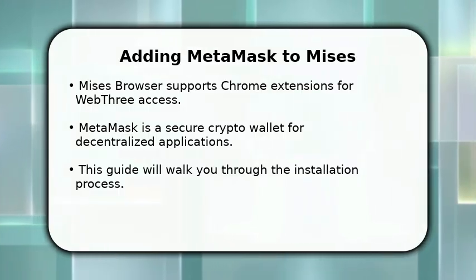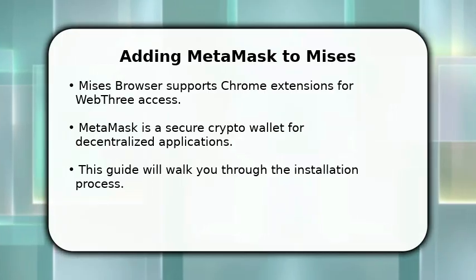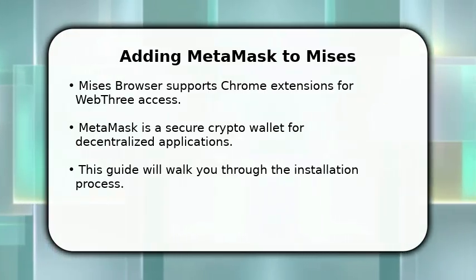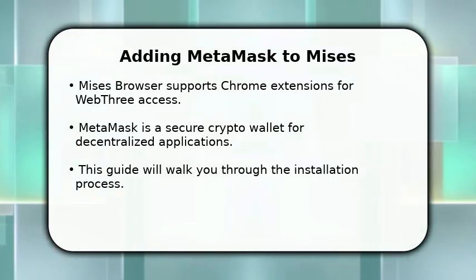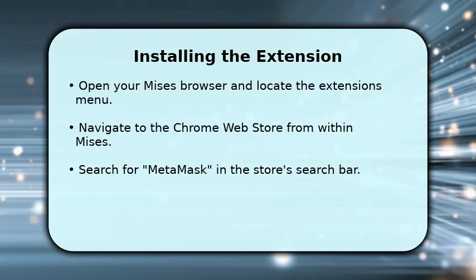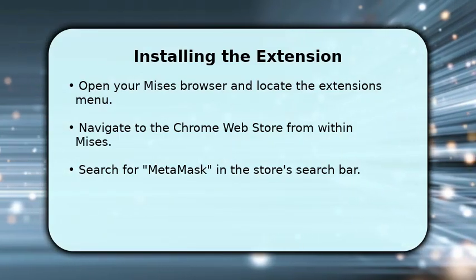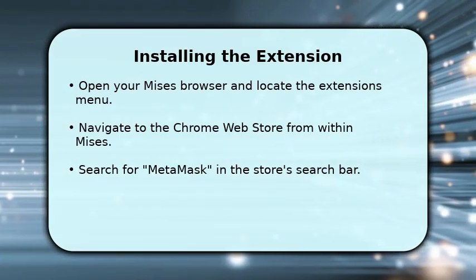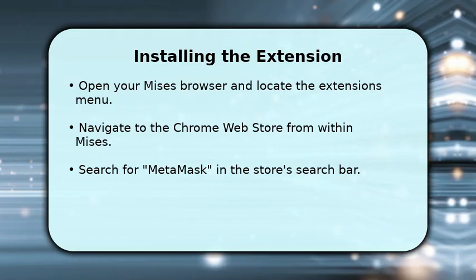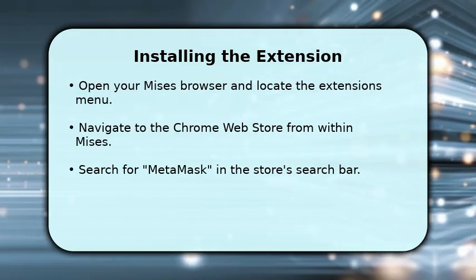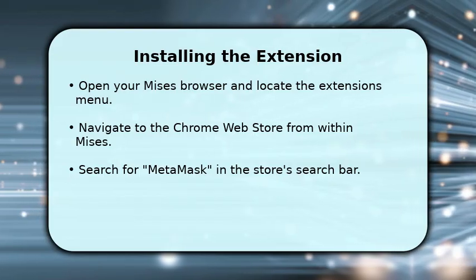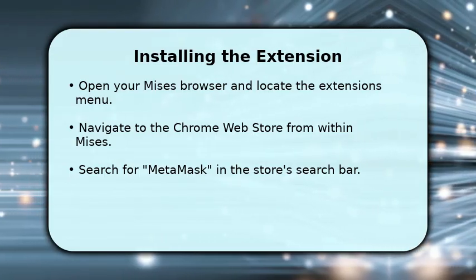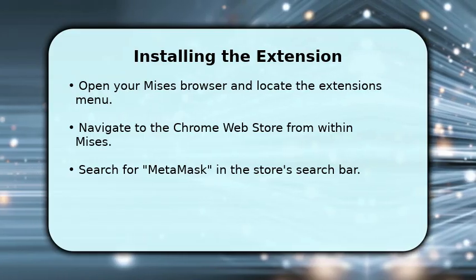We will cover the simple steps to get MetaMask installed and ready for use on your MetaMask browser, ensuring a smooth Web3 experience. To begin, open your MetaMask browser on your device. Look for the extensions icon, usually represented by 3 dots or a puzzle piece, and tap it. From there, you will find an option to discover more extensions, which will lead you to the Chrome Web Store.